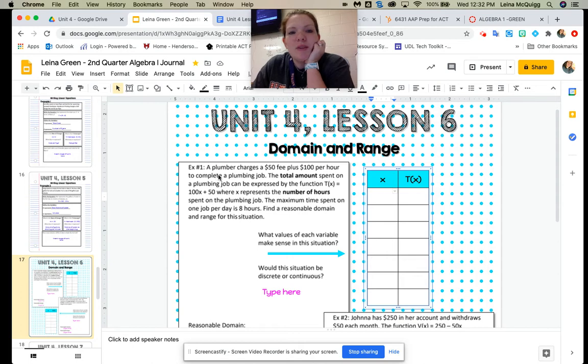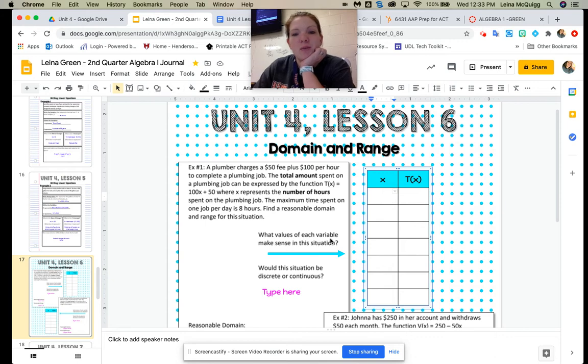Okay, so here we go. We have a plumber. He charges a $50 fee plus $100 per hour to complete a plumbing job. The total amount spent on the plumbing job can be expressed by the function T of x equals 100x plus 50, where x represents the number of hours spent on the job. The maximum time spent on one job per day is 8 hours. Find a reasonable domain and range for this situation.